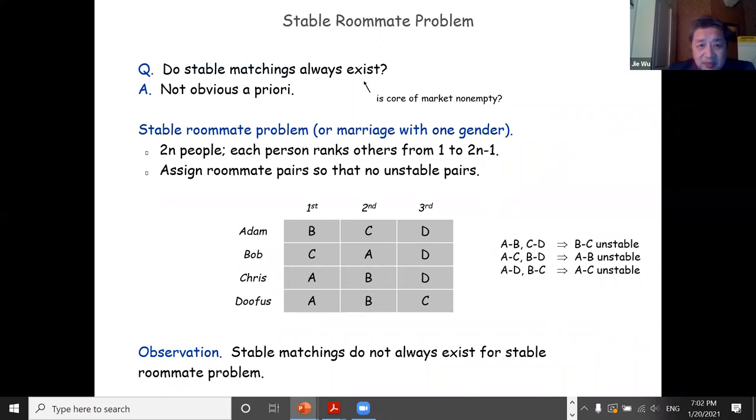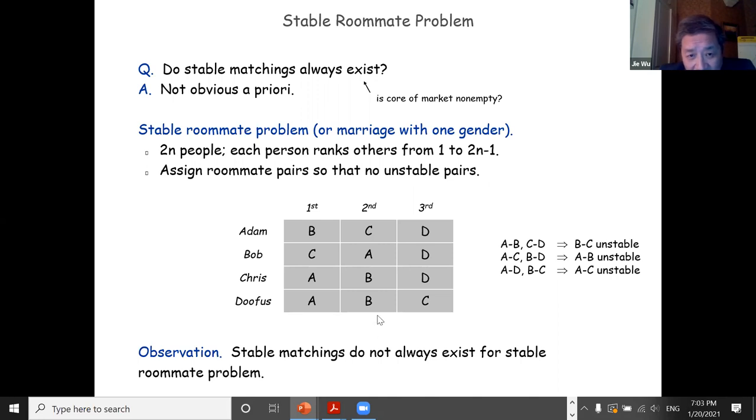Okay, so this is the example. Stable roommate. So you say 100 people, right? N is 50. Each person ranks the others from 1 to 99. Assign roommate pairs so that there is no unstable pair. In fact, there is no stable matching for this kind of preference.